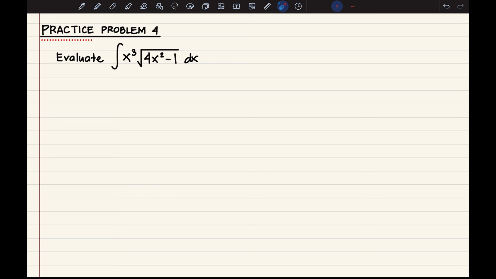So let us answer practice problem number 4. Let us evaluate the integral of x cubed square root of 4x squared minus 1 with respect to x. Now, in our trigonometric substitution, we need to recognize the pattern, whether it falls under case 1, case 2, or case 3. So we have 4x squared, which is a perfect square function of x, and then we have 1, which is a perfect square constant. The perfect square function of x, we will call u squared, and the constant, we will call a squared. So we have u squared minus a squared.